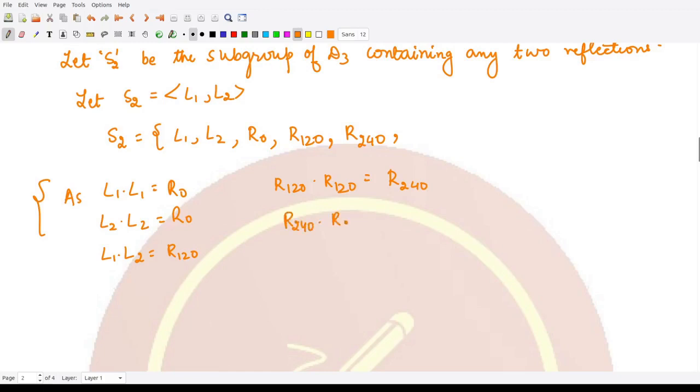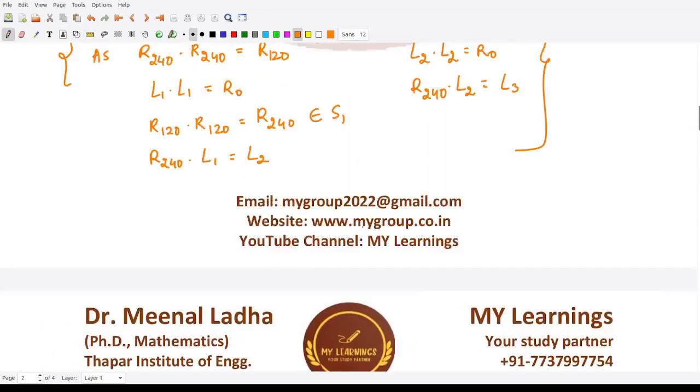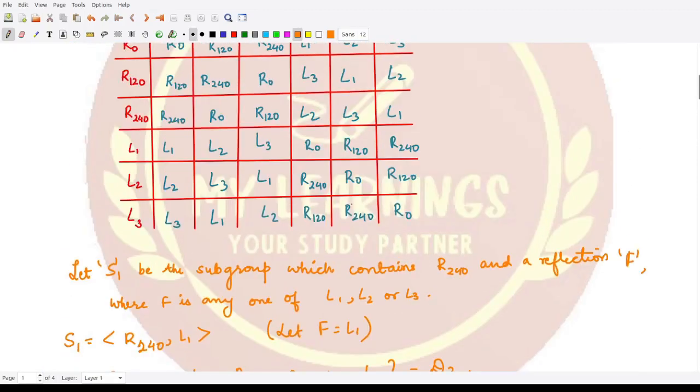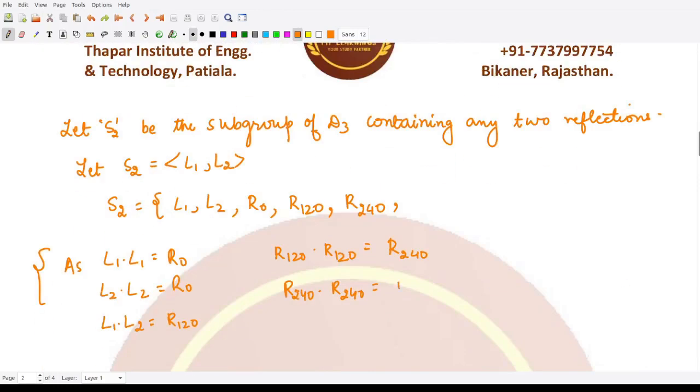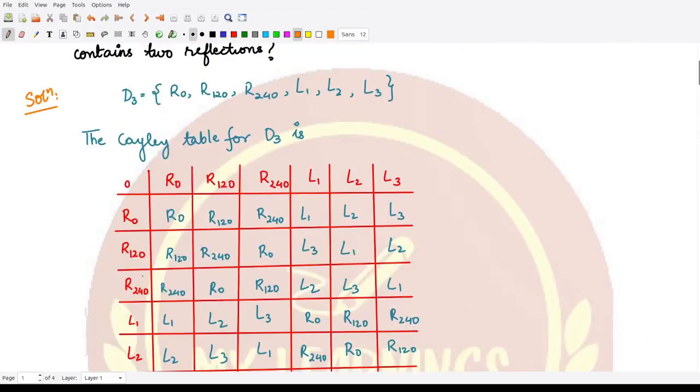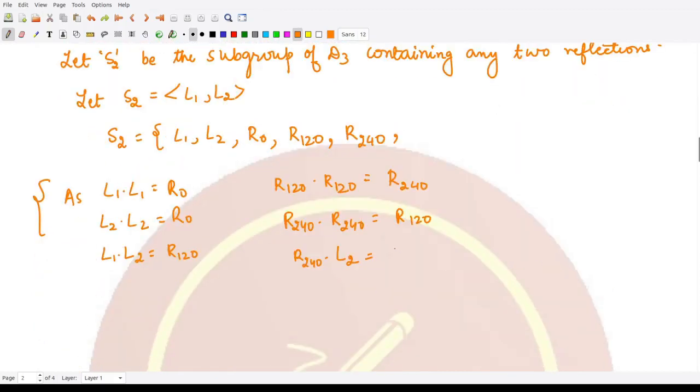Now what about R240 into R240? Let's check it up. R240 into R240 is R120, which is already present. So let's check R240 into L2. I am just taking by hit and trial. You see it is L3. So we have a new member here which is L3. So again it is equal to the whole group which is D3.